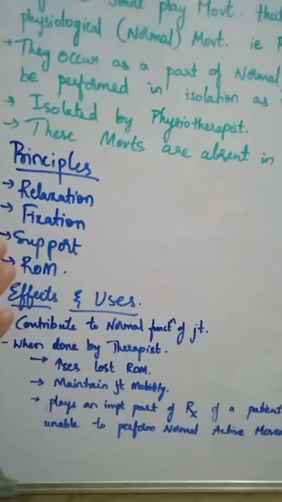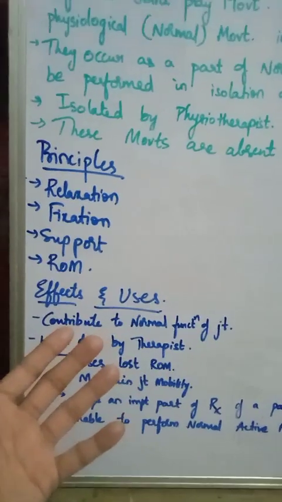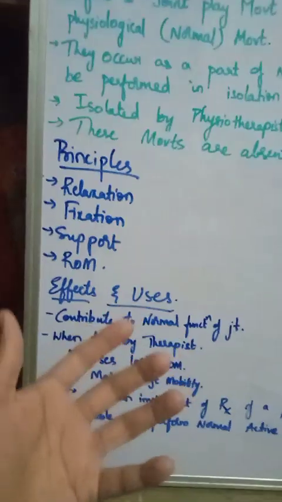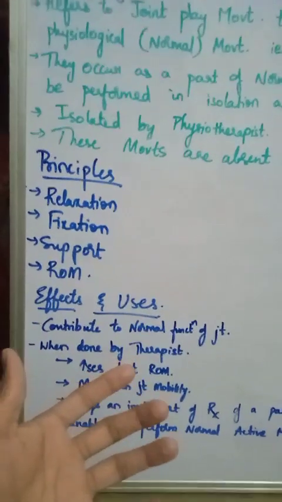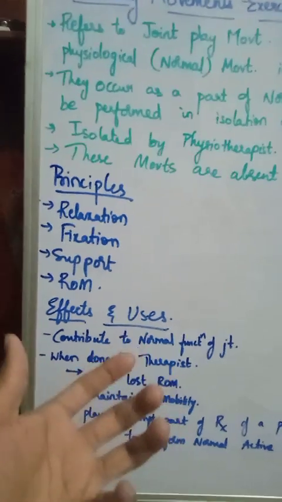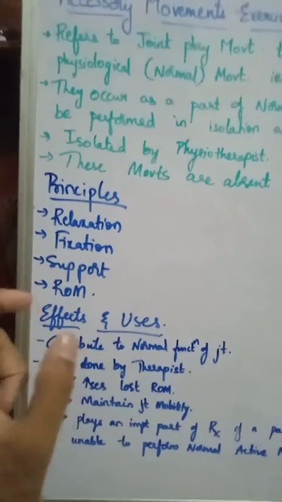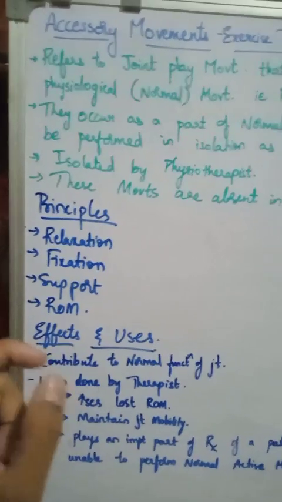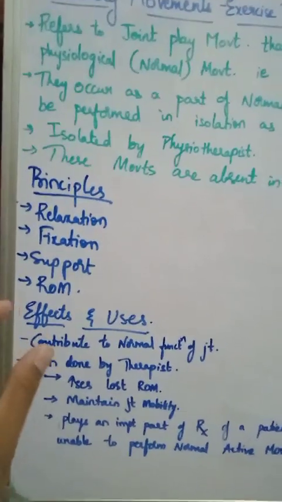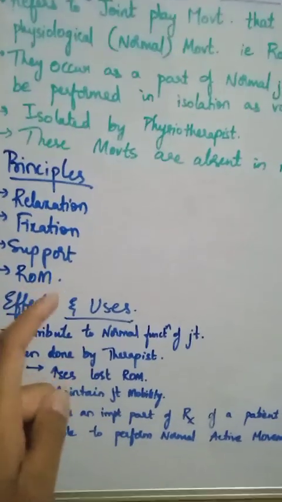That is relaxation. We have to ensure that the joint or the limb is placed in a relaxed position. Fixation: the proximal joint should be fixed and given good support. We have to use a comfortable position and give good support. The entire limb should be well supported. And the other one is ROM. The range of motion should be in the available range, that is, how much the joint is providing us. Only in that range we have to do the accessory passive movement.